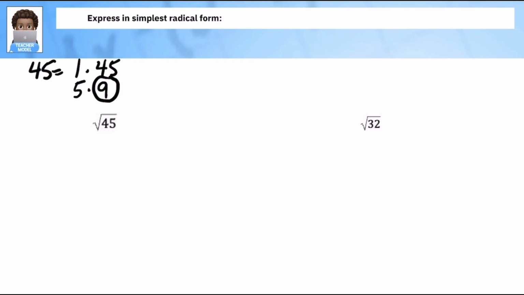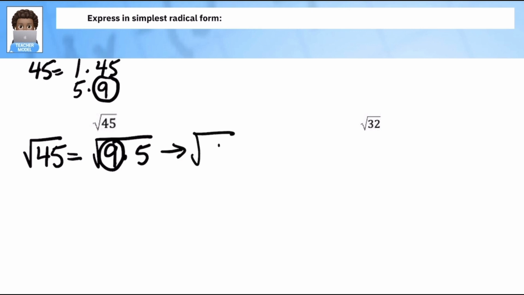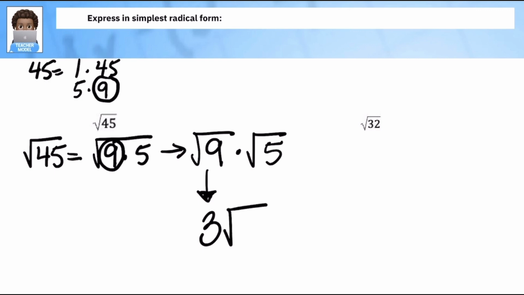First things first, here's square root 45. Here's 9 times 5, and I'm going to circle the 9. Now I'm going to split this up. So this is the same as square root 9 times square root 5. Why do I want to do that? Well, because this can now be simplified. Square root 9 I know is 3, and I cannot simplify square root 5, so I just put it here, square root of 5. And that's my final answer. 3 square root of 5 is simplified.